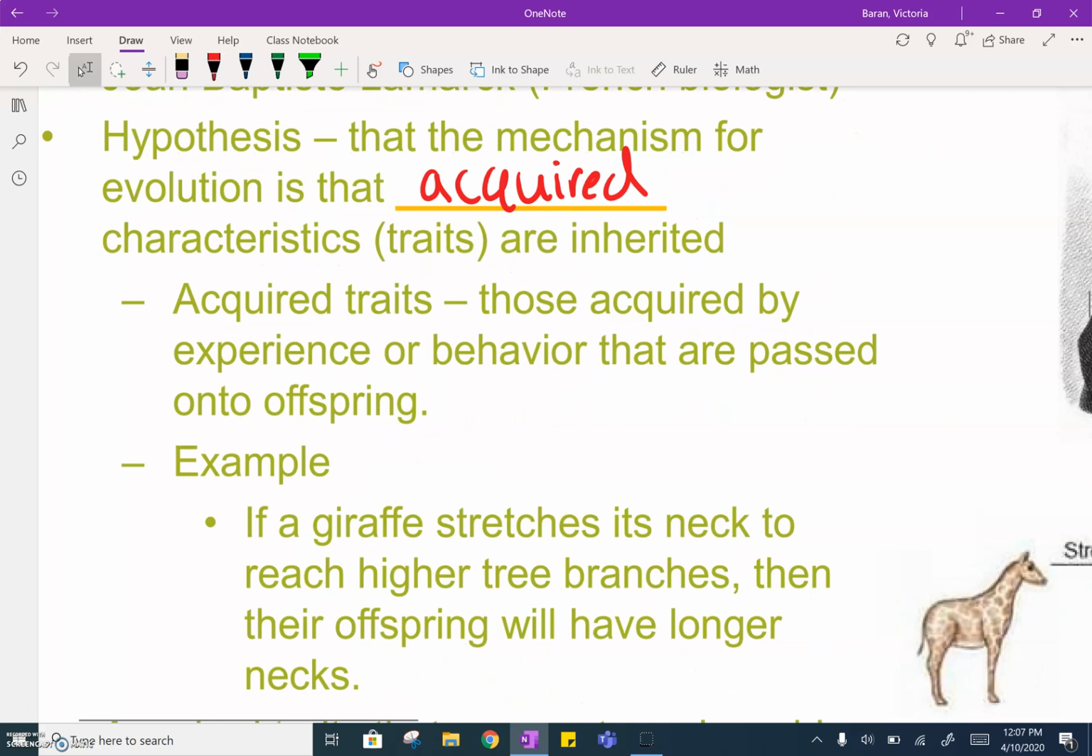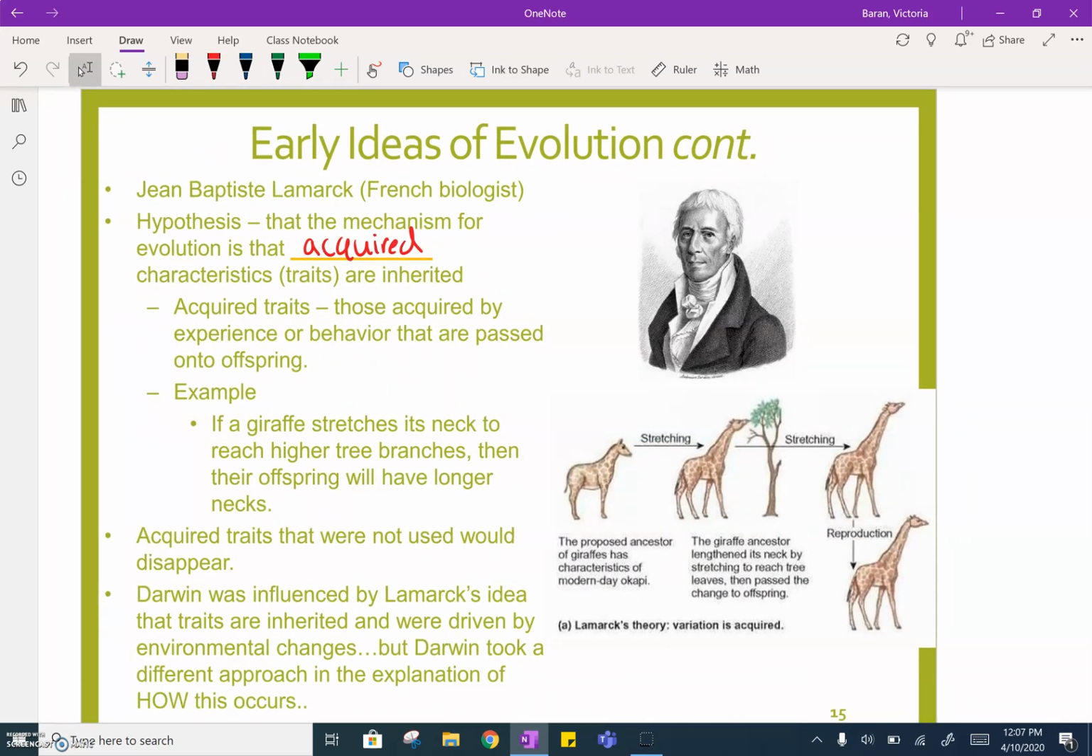Now, what are acquired traits or characteristics? So he thought that these traits or characteristics were acquired by an experience or behavior and therefore would be passed on to offspring. So one of his most notable examples is that, say a giraffe is stretching its neck in order to reach up higher branches. And he thought that if that giraffe stretches its neck, then when it has offspring, those offspring will have longer necks.